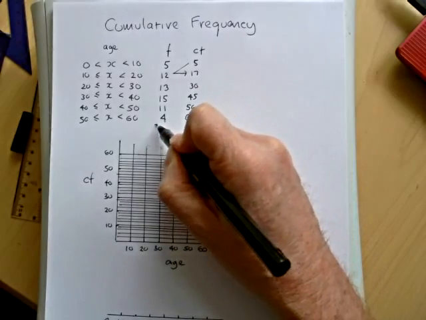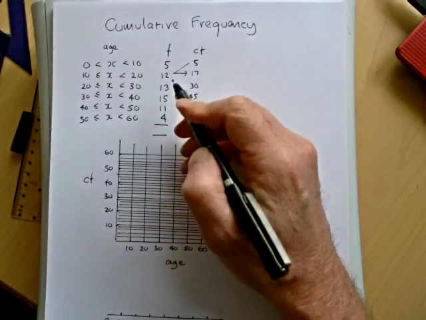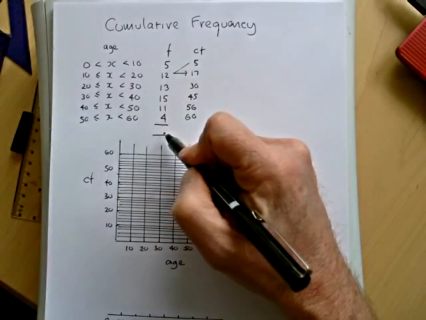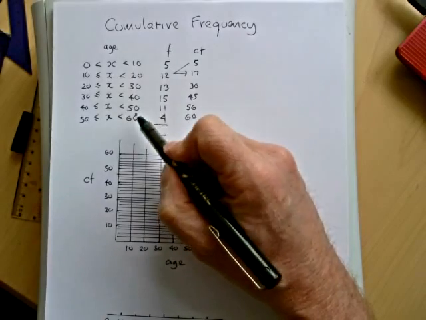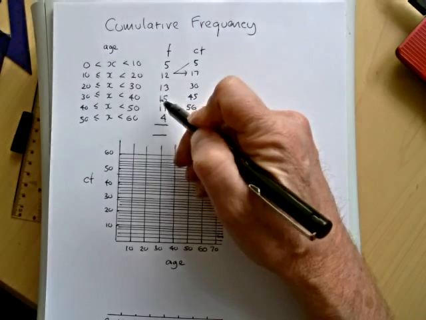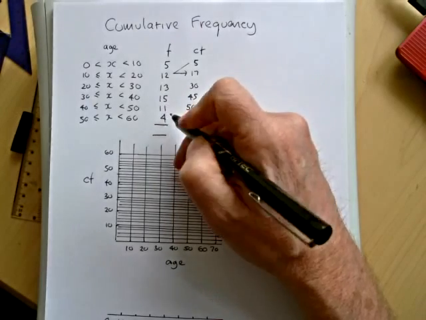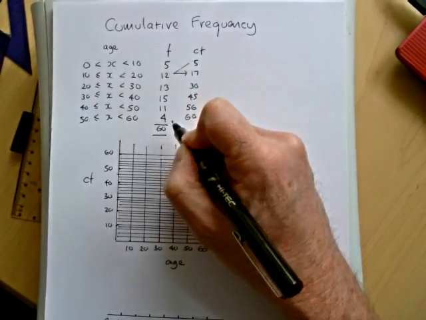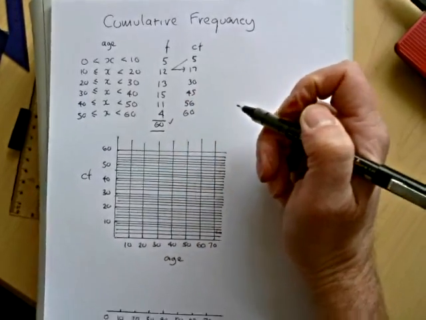Now, a little check to do to make sure you've got it right is that these two numbers should be the same. The total frequency should be the same as the total number of people aged up to the end of the interval, aged up to 60. So 5 and 12 is 17, and 13 is 30, 15 is 45, 11 is 56, and 4 is 60. So that's good. So now we want to plot the cumulative frequency.